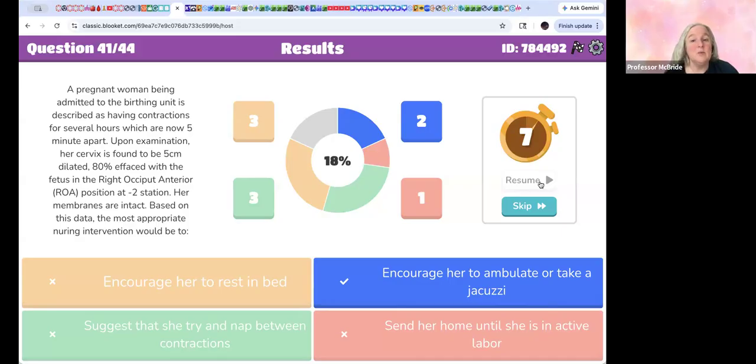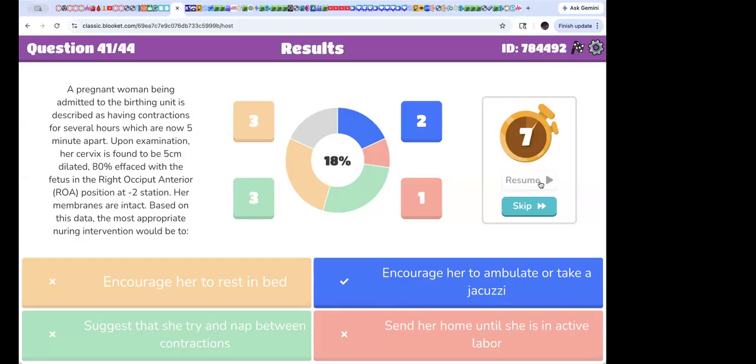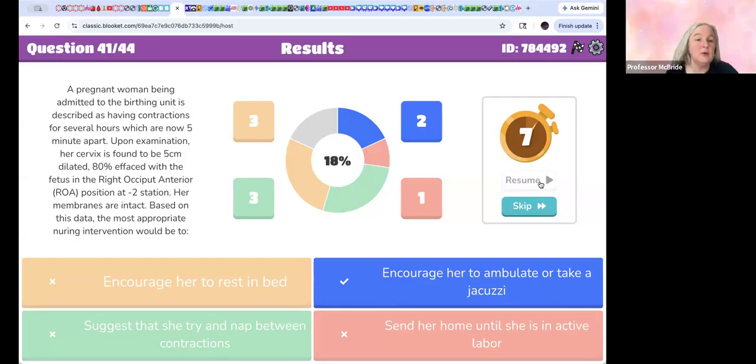Okay, I have a quick question. I'm sorry, I was just going to say this patient is the one that we would be thinking about: how is she coping and how can we support her?